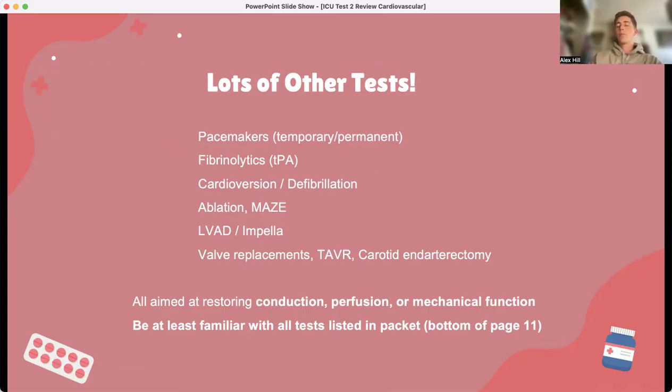I think she talked about them super briefly in class. I would highly doubt that TAVR or carotid endarterectomy are going to be on the test. I don't know what those are. So I think she mainly talks about the top ones. So pacemakers, fibrinolytics, those drugs that break open the clots, cardioversion when you have those unhealthy electrical rhythms that need to be restarted, ablation where you burn those weird reentry sites. For sure know those ones.